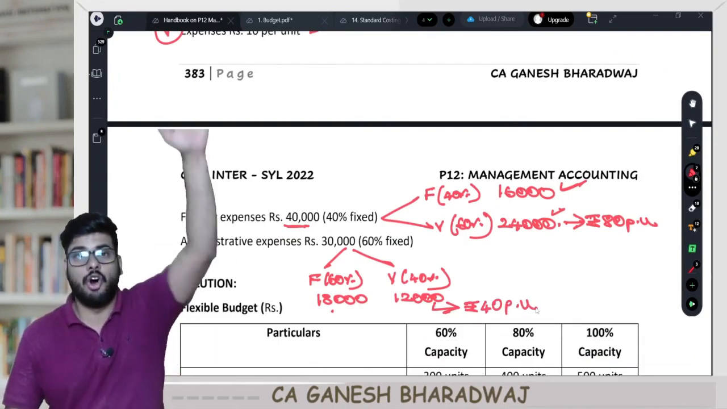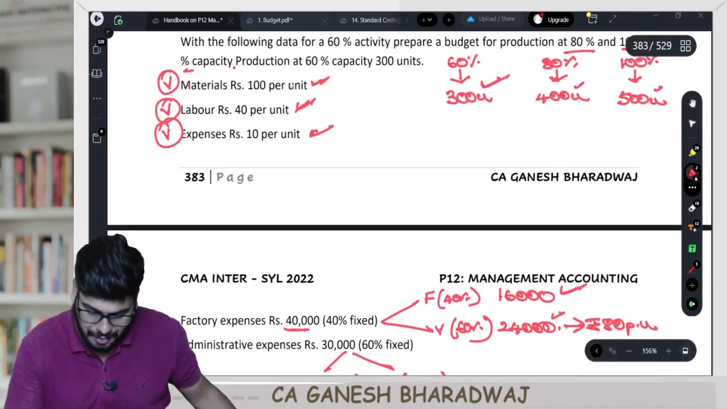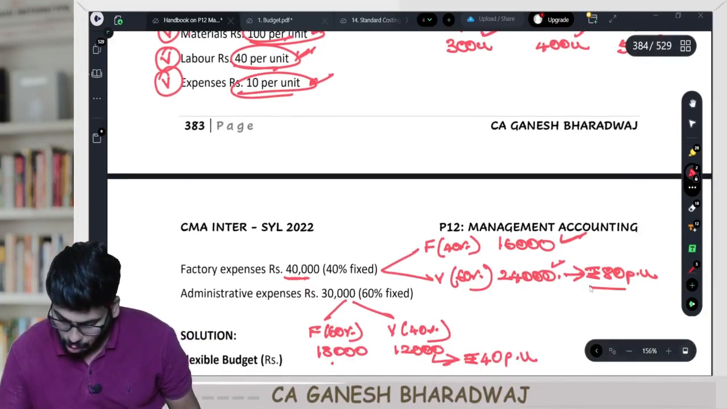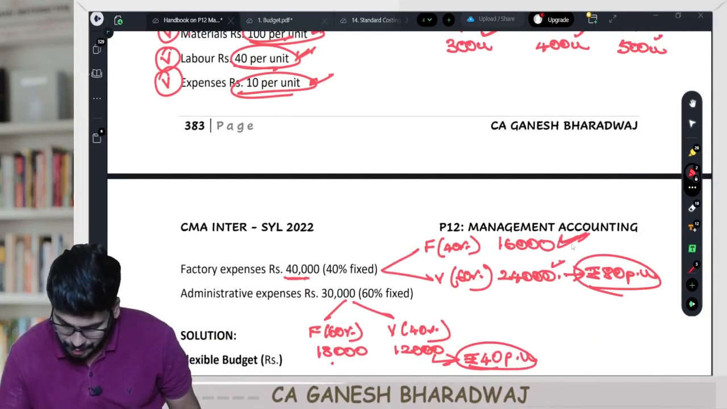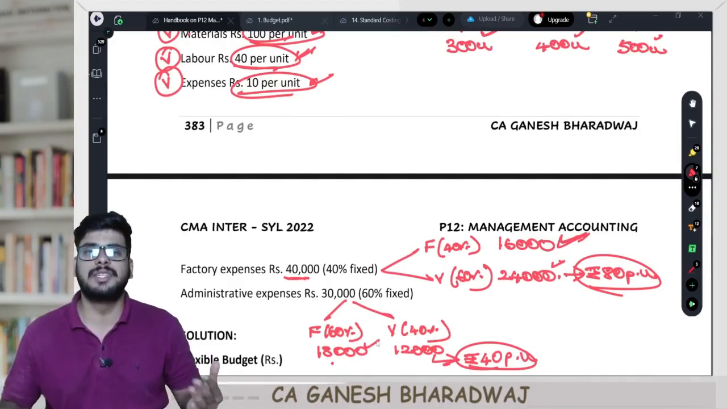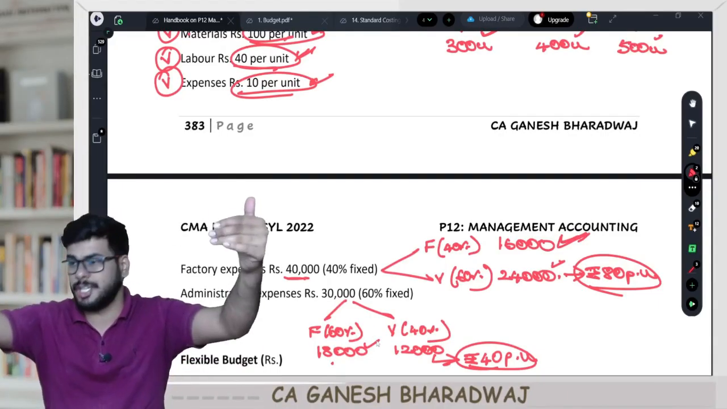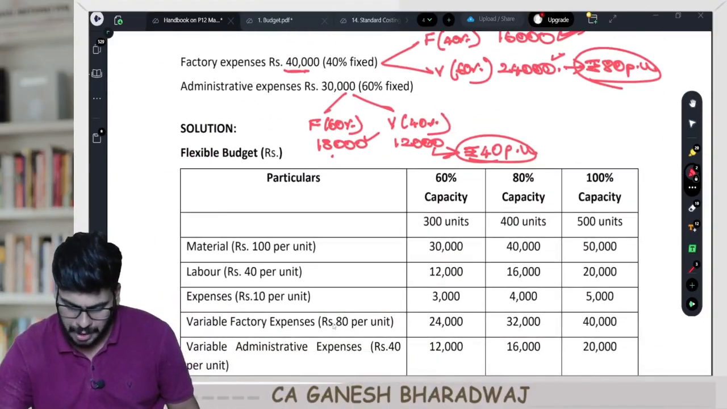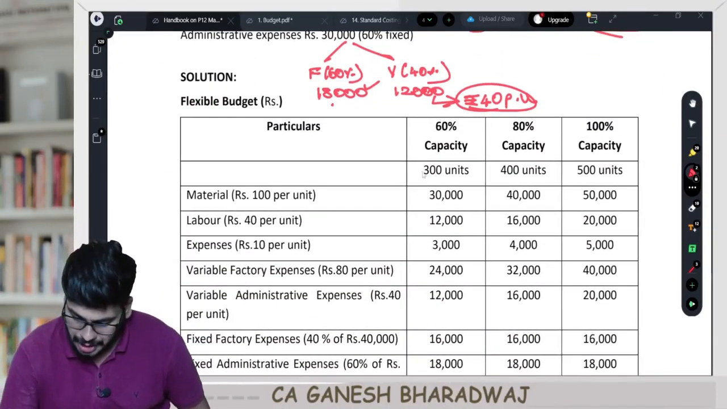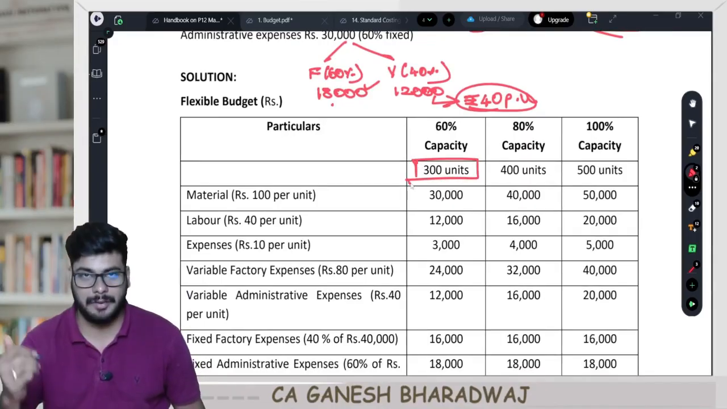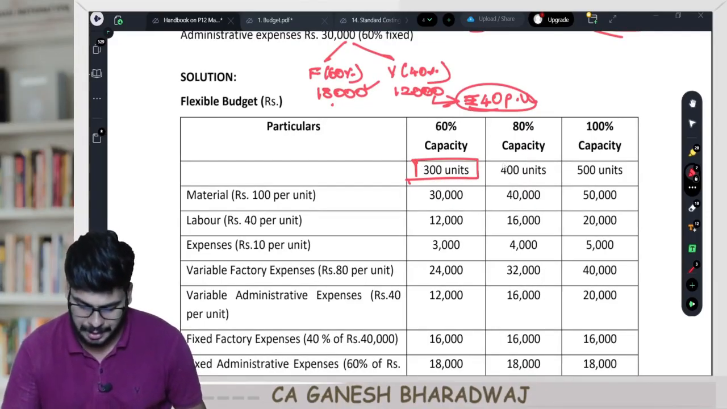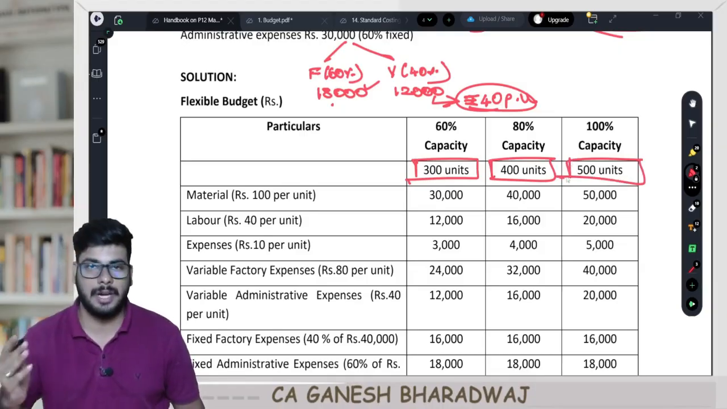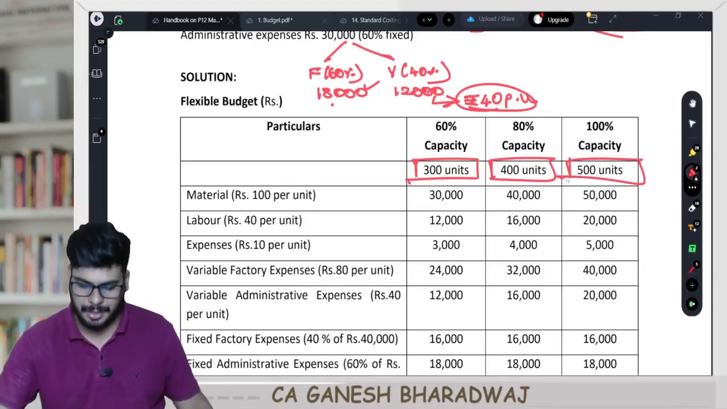So now all the variable costs we have figures for on a per unit level, right? And all the fixed costs we have the figures on a total level. With this, you can prepare the budget data for any given output level or any given volume level. See, this is what they have done here. At 300 units level, that is 60% capacity, 400 units level, 80% capacity, 500 units level, 100% capacity. These are the three scenarios, right?